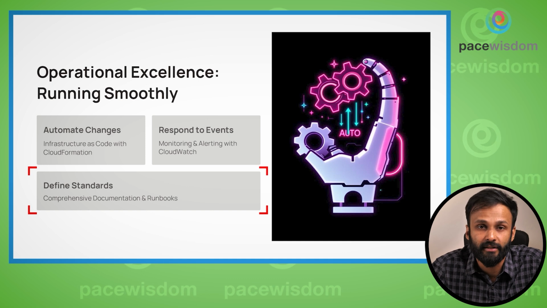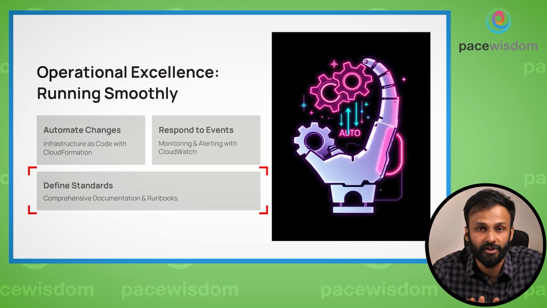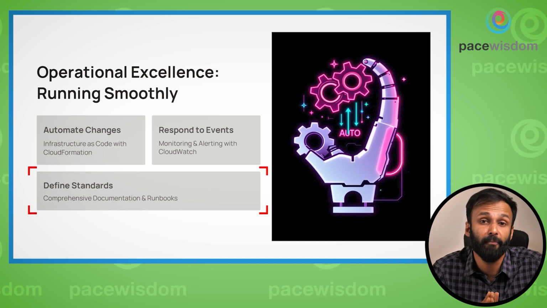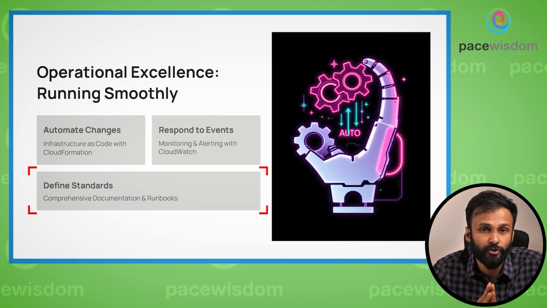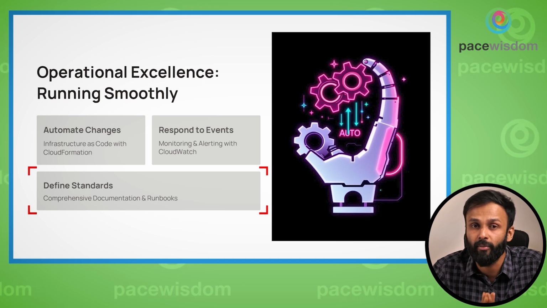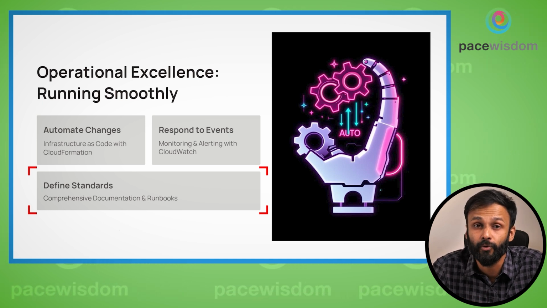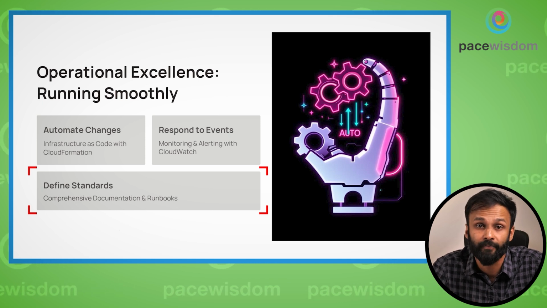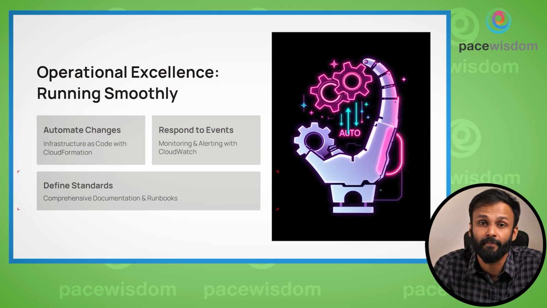Third one is defining standards. Comprehensive documentation and runbooks are super essential. This is a main point which many organizations miss. These documents provide clear guidelines for common tasks, and they can help you with troubleshooting, and also may help you with incident response and everything.